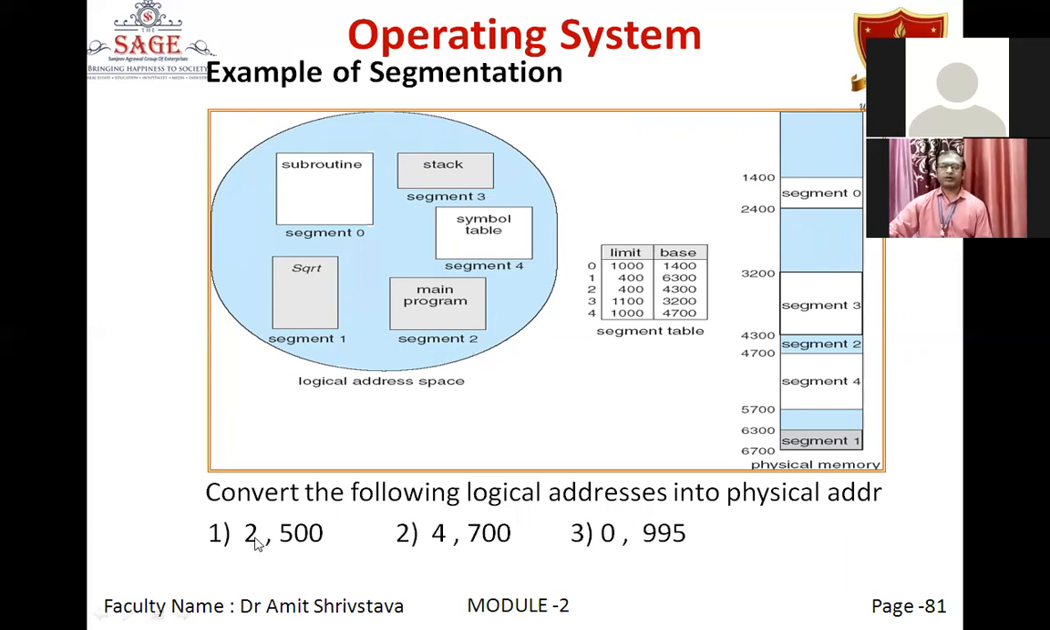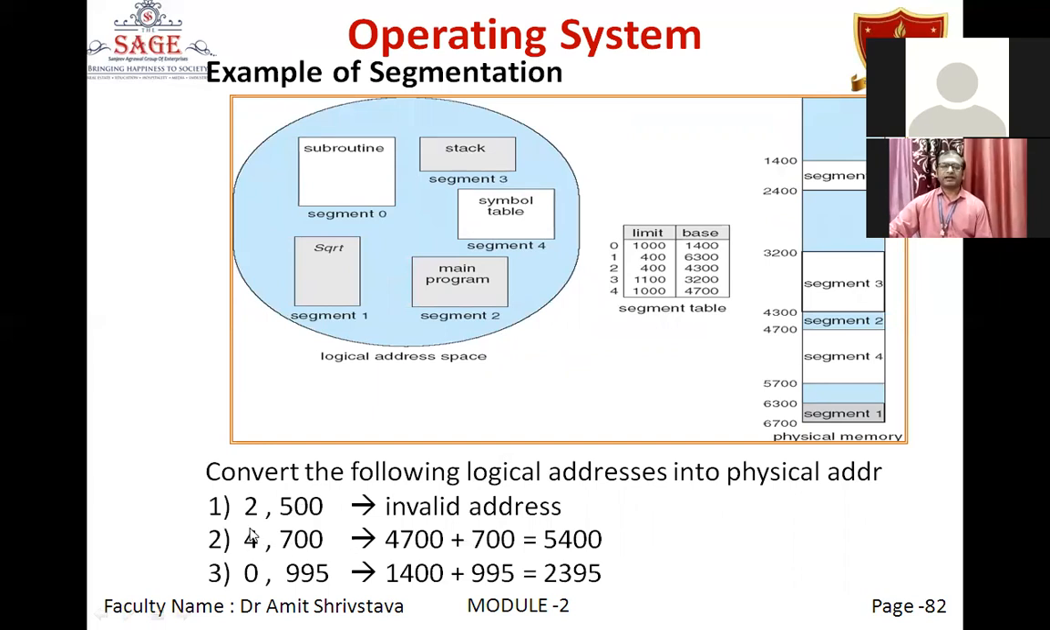First of all, I will go to the segment table and check whether this segment 2 has a length greater than or equal to this offset or not. Here we see that segment number 2 has a length of 400, and we are trying to access the 500th address within this segment. So it is an invalid address. Okay, next we have segment 4 and 700 is the offset.